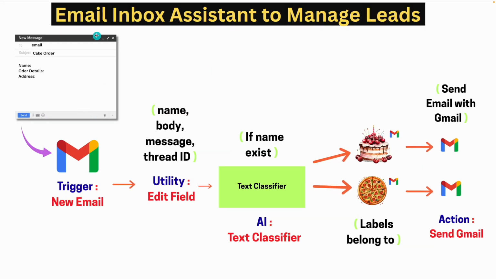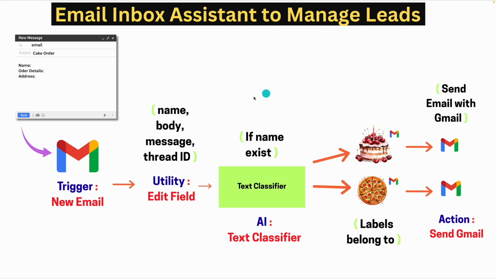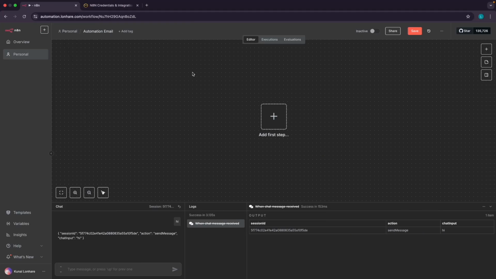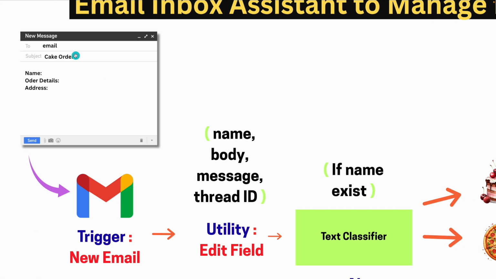So we are going to create an email inbox assistant to manage leads. Now see what's going to happen. Imagine we have a restaurant business where we sell cake and pizza. What we want is that people email our business with a subject like "I want cake order" or "I want pizza order". They will provide their name, order details, and address.